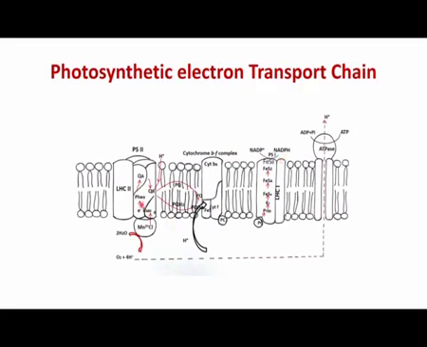On the other hand, the protons which are generated from the photolysis of water, as well as the other protons which are also accumulated within the lumen, go out through the ATP synthase, and that also generates the ATP within the stroma part.